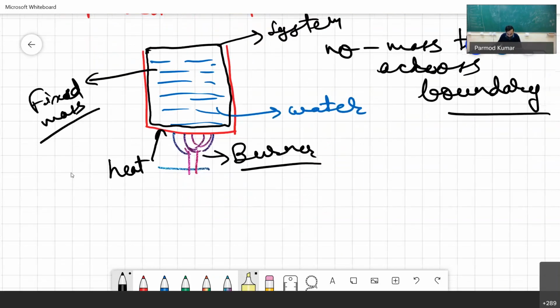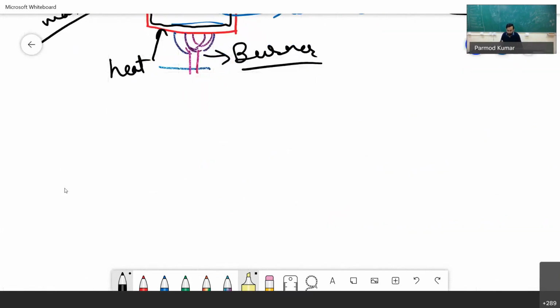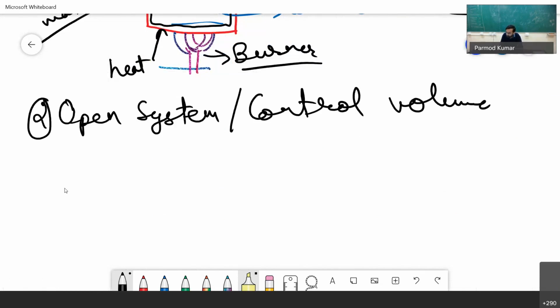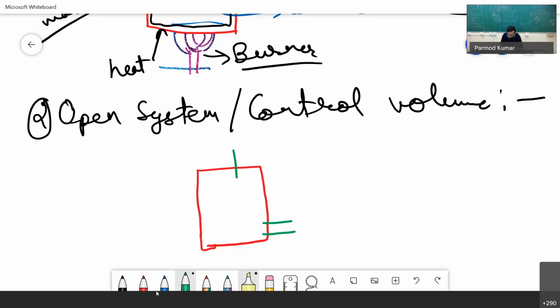Okay. Now another type of system, where we have the interaction of mass as well as energy, we call our open system or control volume. Okay, so now let us take the example of our electrical geyser. So what happens in the case of a geyser? In our electrical geyser we have some boundary, and we have some inflow pipe and some outflow pipe.